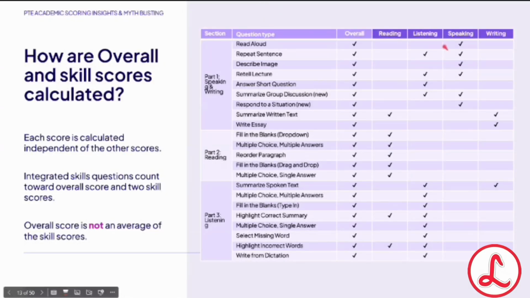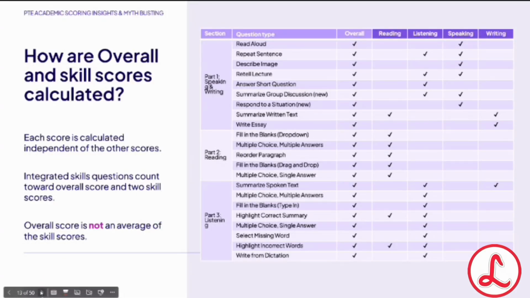But the important thing to remember is you can think about each of these scores as what your score would be on the test if you calculated it based on different subsets of the questions. And the most important thing to remember is that overall score is not an average of the 4 skill scores. It's just based on your performance on every question on the test. And it's a separate calculation from your scores on reading, listening, speaking, and writing.